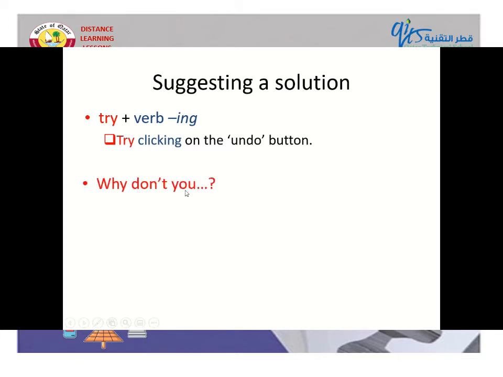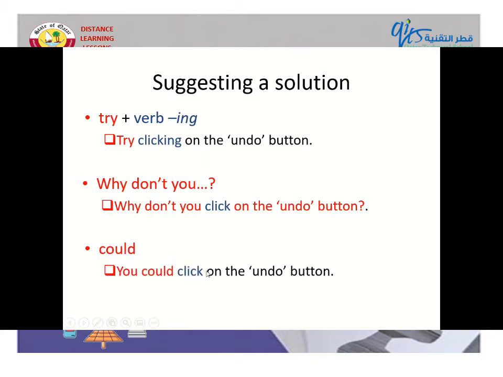Number 2, why don't you? For example, why don't you click on the undo button? Why don't you is followed by the base form of the verb, click. No endings, no ed, no ing, and no s. Number 3, could. For example, you could click on the undo button. Could is also followed by the base form of the verb, no endings, and usually preceded by a subject.